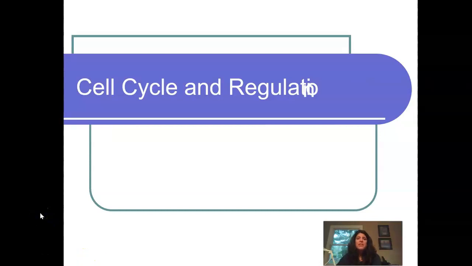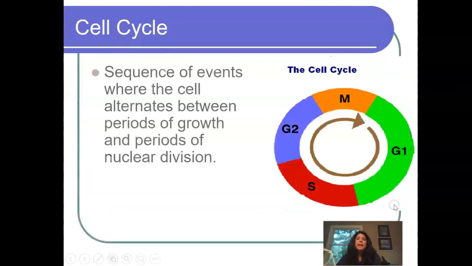Good morning. This lecture video is going to go over the cell cycle and how that cell cycle is regulated. The cell cycle is a sequence of events where the cell alternates between periods of growth and then periods of active division in order to make a copy of itself.